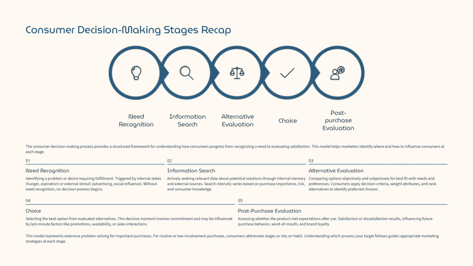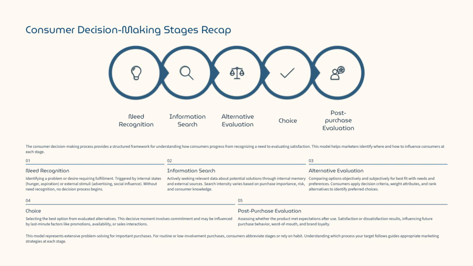The process begins with need recognition, identifying a problem or desire that needs fulfillment. This can be triggered internally, like hunger or aspiration, or externally, such as advertising or social influences. Without recognizing a need, the decision process simply doesn't start.